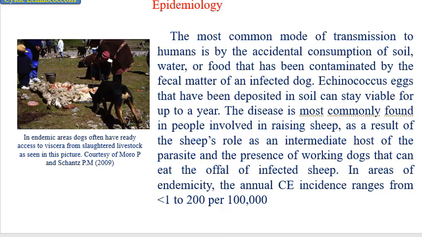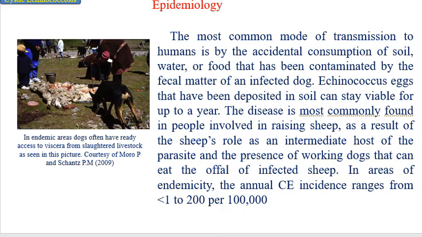Epidemiology. The most common mode of transmission to humans is by accidental consumption of soil, water, or food that has been contaminated by the fecal matter of an infected dog. Echinococcus eggs that have been deposited in soil can stay viable for up to 2 years. The disease is most commonly found in people involved in raising sheep, as a result of the sheep's role as an intermediate host of the parasite, in the presence of working dogs that can eat the offal of infected sheep in areas of endemicity.